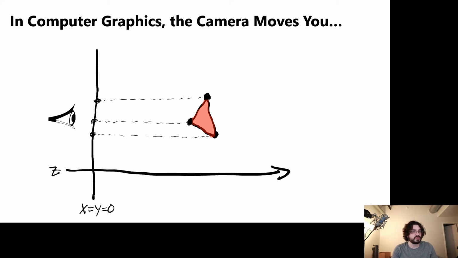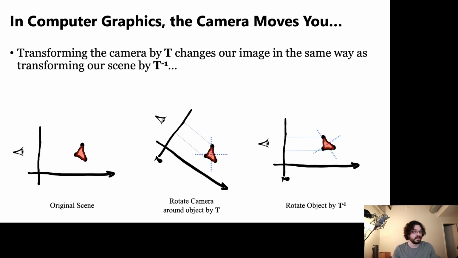So how do we move the image plane and therefore our camera? Well, what we really care about is getting the same image that we would get if we moved the camera. And in this regard, moving the image plane up, for example, will give us exactly the same image as moving our entire scene down. More generally, applying any rigid transformation to our camera is the same as applying the inverse transformation to the world.